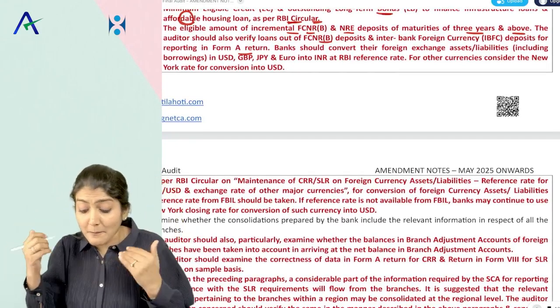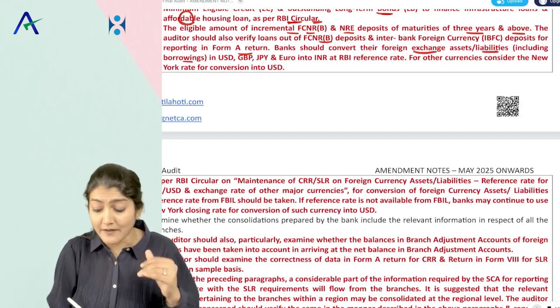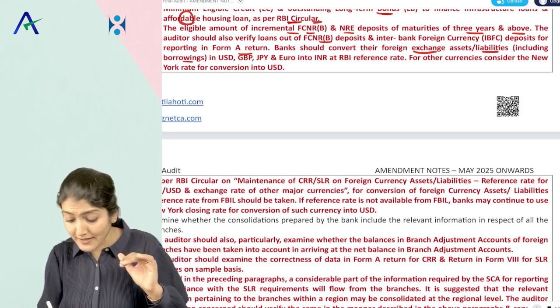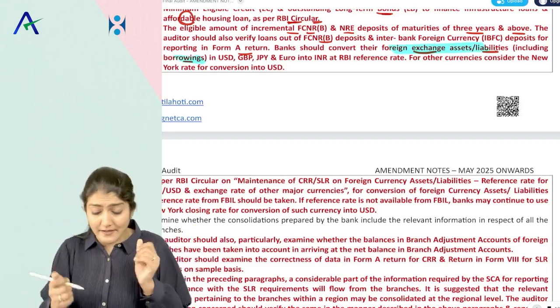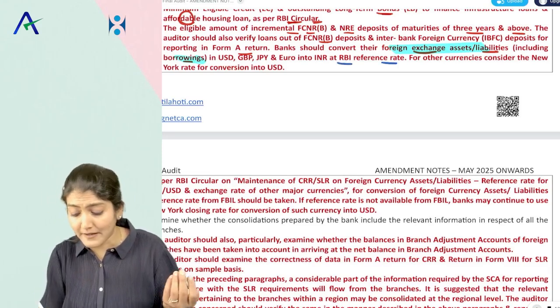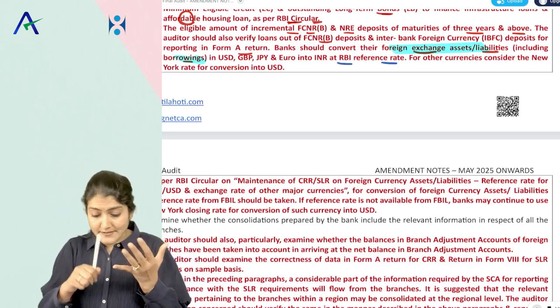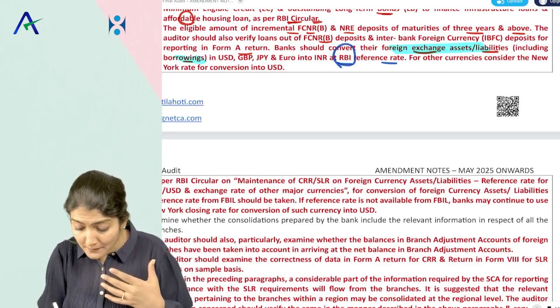Okay. Right. Then banks should convert their foreign exchange assets and liabilities, including the borrowing. Right, so whatever foreign exchange assets and liabilities, including the borrowing in USD, right, then the pound, then the yen, and the euro, into INR at the RBI reference rate. Right, so USD, dollar, pound, yen, and euro are to be converted at the RBI reference rate.